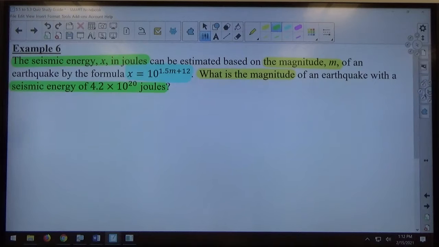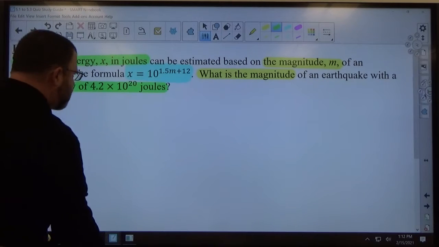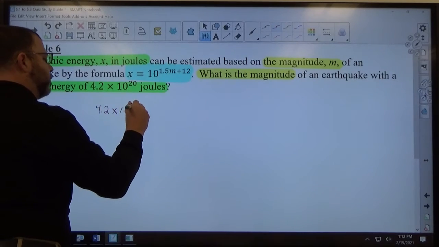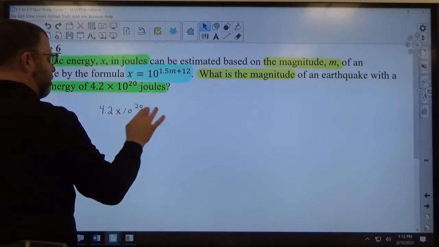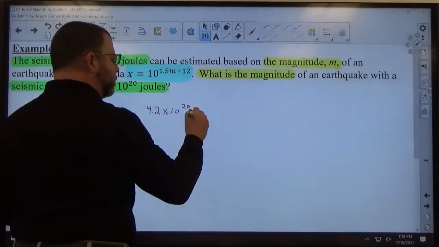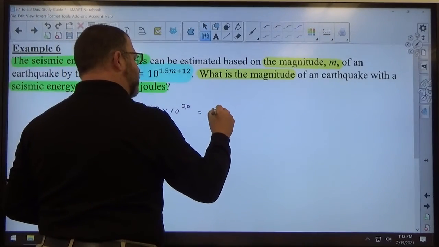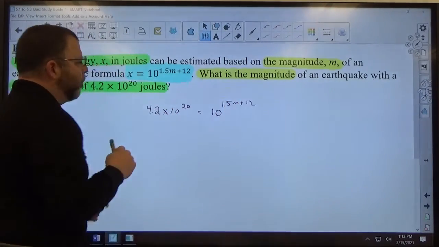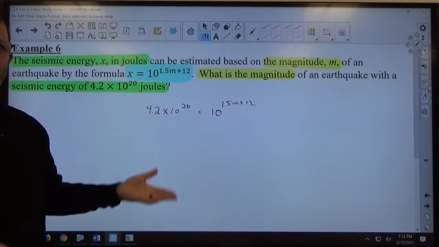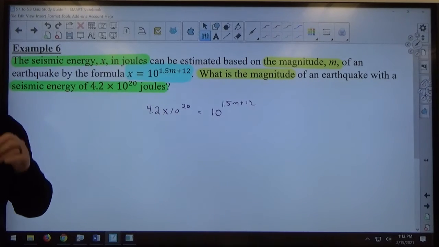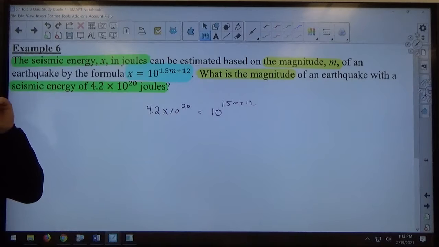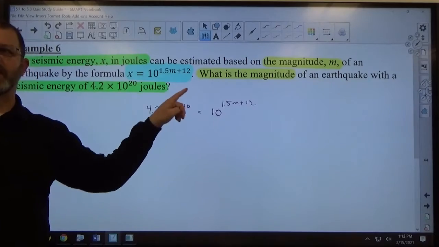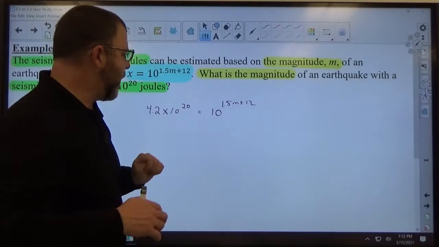So basically the extent of this problem is the X value they gave me, 4.2 times 10 to the 20th joules, should equal 10 to the 1.5 M plus 12 power. Now, the way it's written, notice the 1.5 M plus 12, all that is the power, so make sure as you write on your paper that it looks like a power. Don't get lazy and let it drift down to look like it says plus 12 after that. This whole thing here is the power.